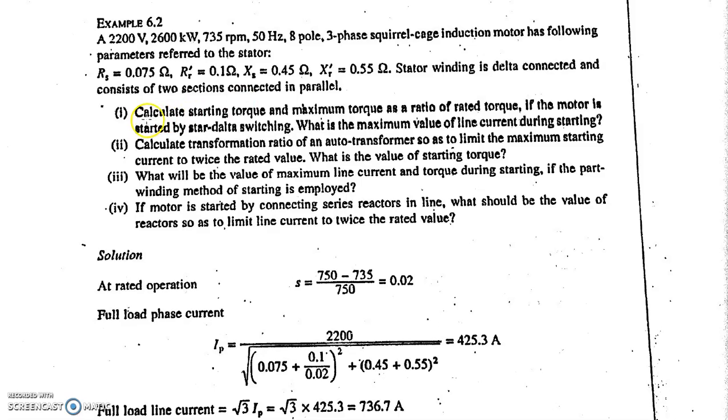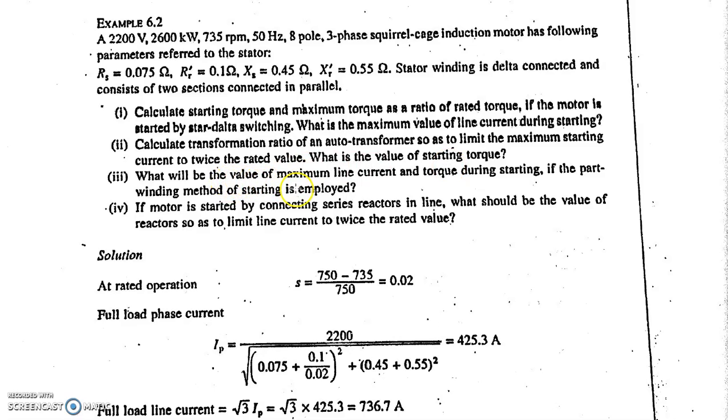So the first question is to calculate starting torque and maximum torque as a ratio of rated torque. If the motor is started by star-delta switching, what is the maximum value of line current during starting? So the first portion deals with the star-delta starting. The second question: calculate the transformer ratio of an auto transformer so as to limit the maximum starting current to twice the rated value. What is the value of starting torque? This second question is based on the auto transformer starter.